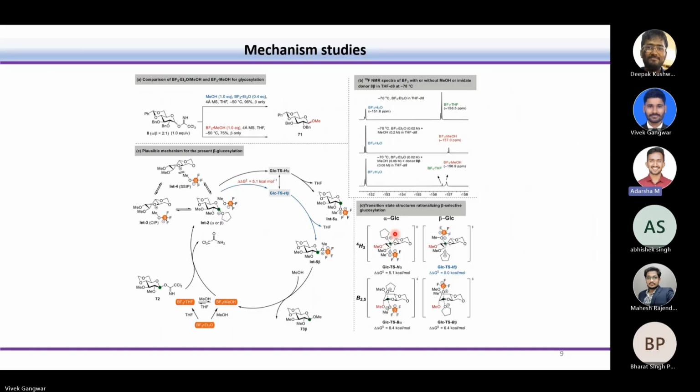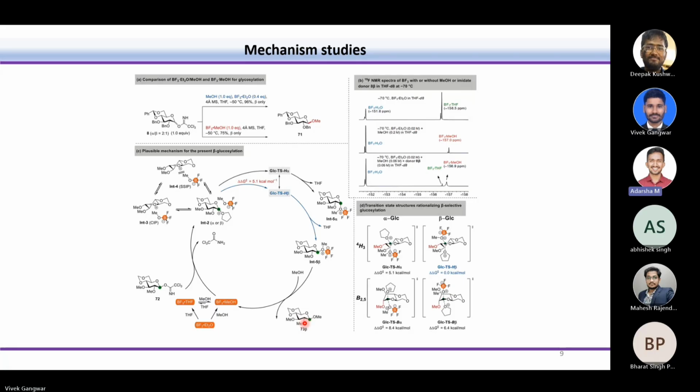What is the reason for choosing this 4,6-benzylidene protected donor only for the mechanistic study? Is there any mention in the paper? No, they did not mention anything about that. But this controls the change in conformation. Maybe that's why they use this type of protecting group.